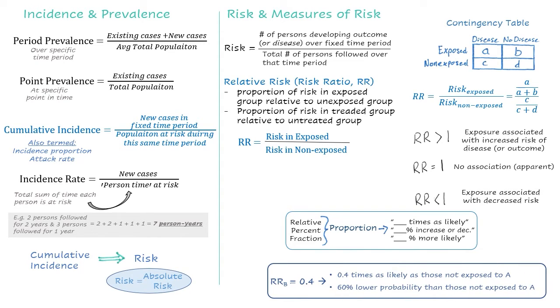Now let's say that the relative risk of developing outcome Y that is associated with exposure B is 0.4. We can say that patients exposed to exposure B are 0.4 times as likely to develop outcome Y as those not exposed to B. We can also say persons exposed to exposure B are 60% less likely to develop outcome Y than those not exposed to B.